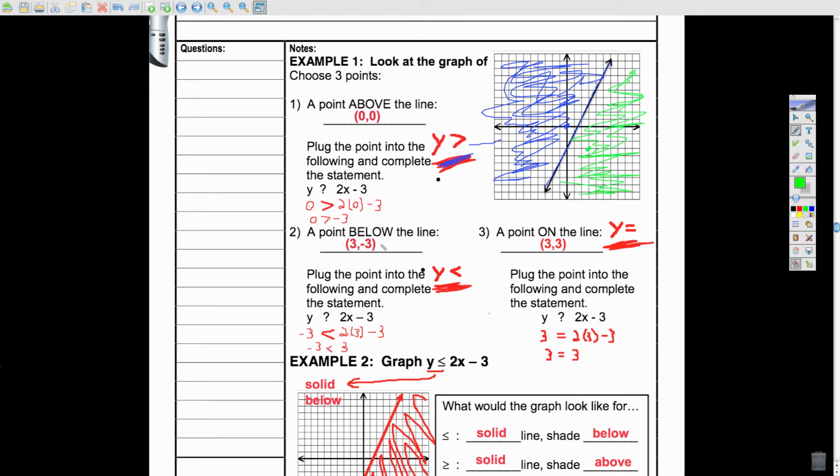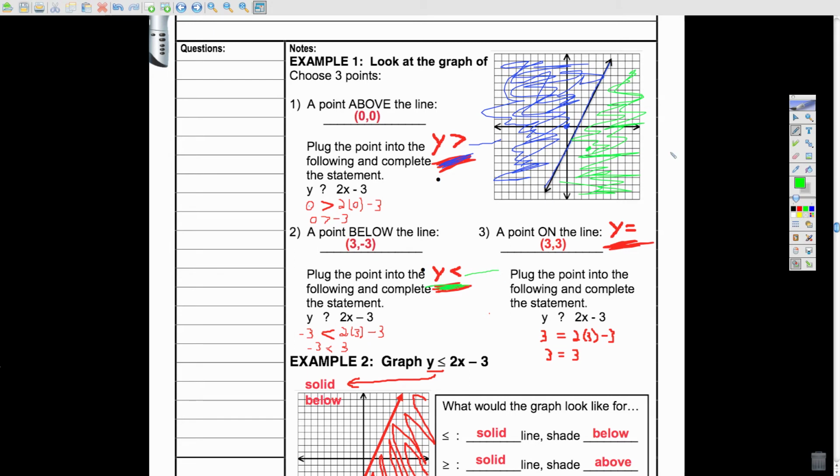Plugged it into the same equation. So plugged in negative 3 for y and 3 for x. 2 times 3 is 6, minus 3 is 3. So you have negative 3 is less than 3. Whenever you have a point below the line, that's when we're going to use a less than sign. So y is less than, again, mx plus b or whatever your equation is.